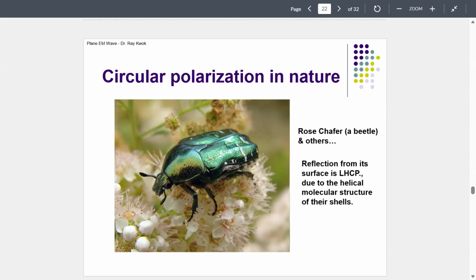Our TV stations coming in or the cell phone, the powers are very low. These are in microwatt or nanowatt, very low power, right? How do we pick it up? One of the techniques we use is circular polarization. How do I know we use circular polarization? There's another advantage of using circular polarization.